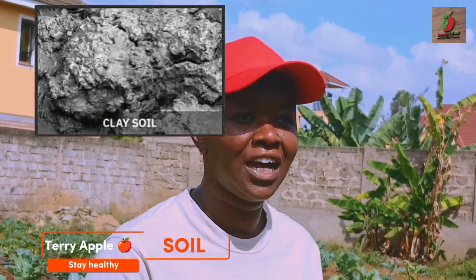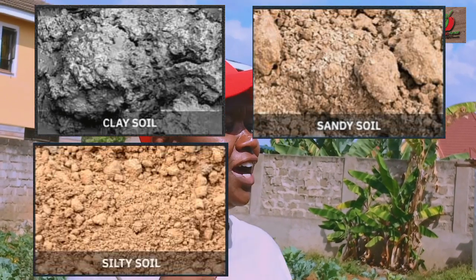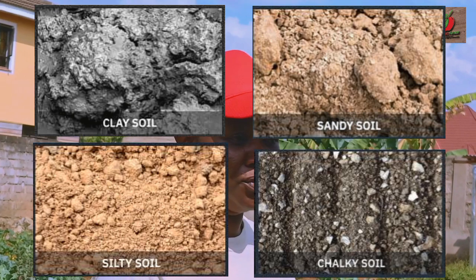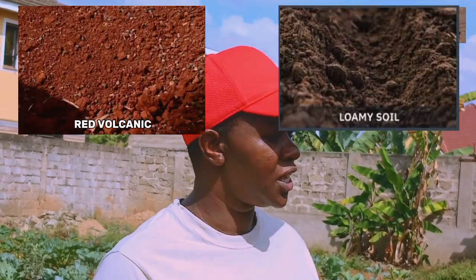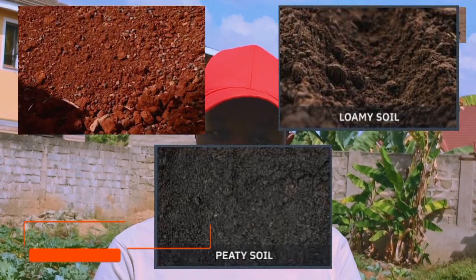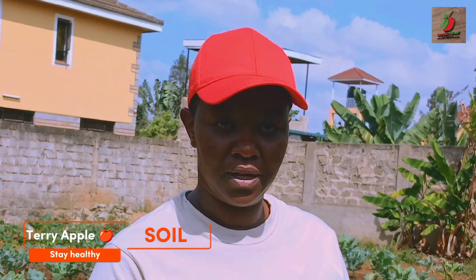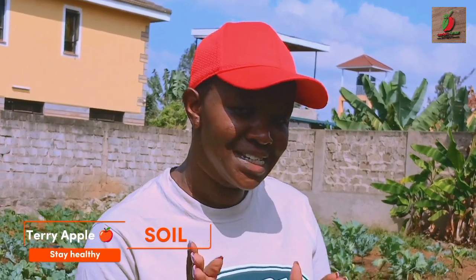I have clay soil, sandy soil, silt soil, chalky soil like the one I have, and I'm going to explain more about the chalky soil that I'm farming on now. I have volcanic soil, loam soil, and peat soil. In all those seven types of soil that I have mentioned, I believe you now know the type of soil that you are using to do apple farming, or peaches, dragon fruits, oranges, and you know what your soil requires.